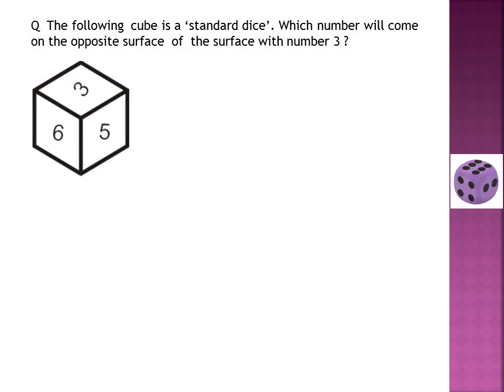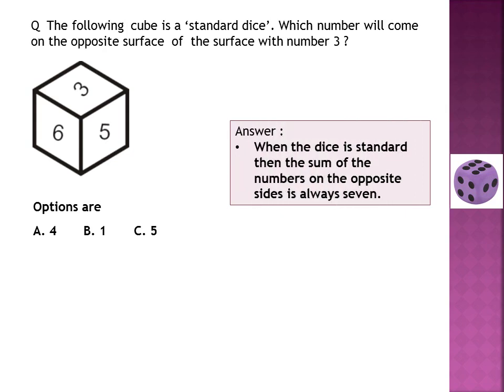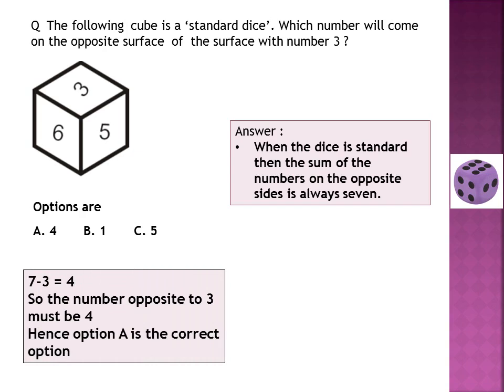Now, let us solve few questions. The following cube is a standard dice. Which number will come on the opposite surface of the surface with number 3? Options are 4, 1 or 5. When the dice is standard, then the sum of the numbers on the opposite sides is always 7. So 7 minus 3 equals 4. So the number opposite to 3 must be 4. Hence, option A is the correct option.